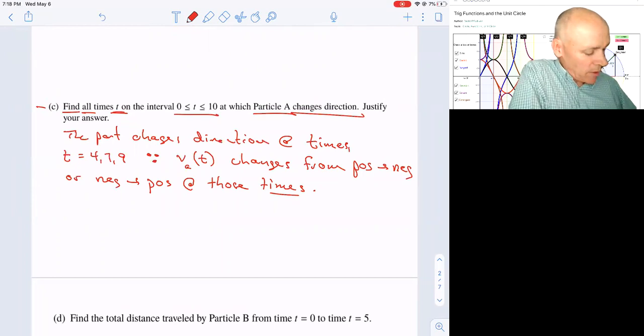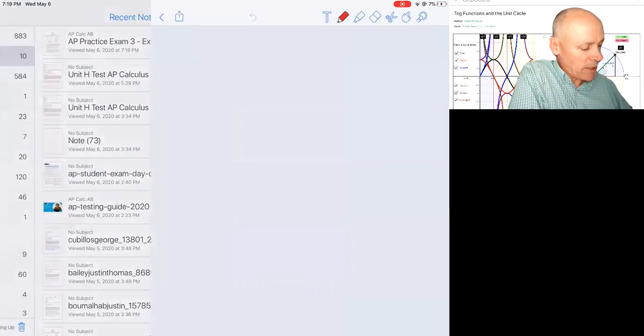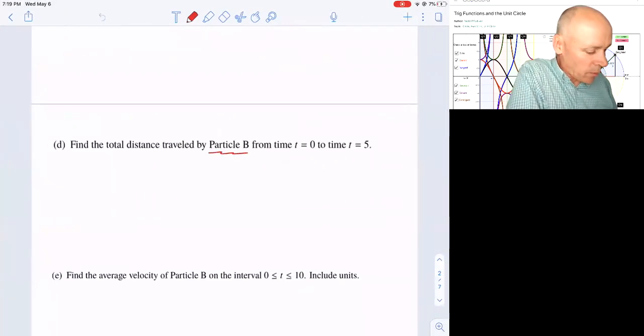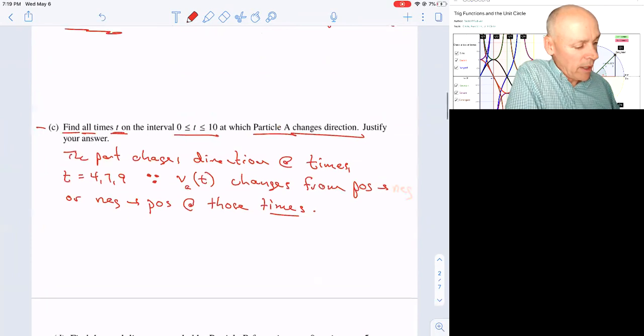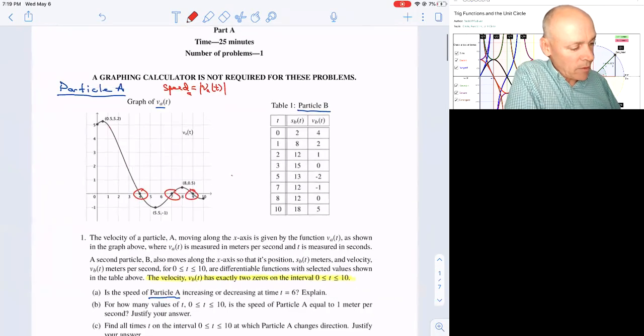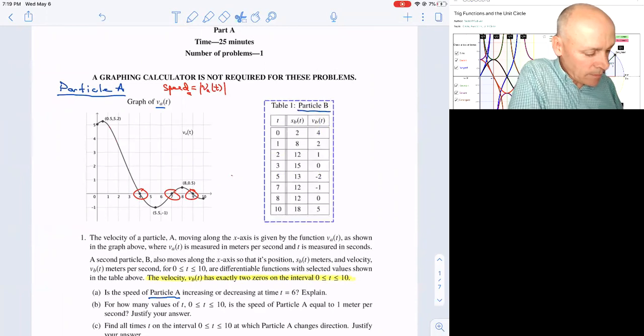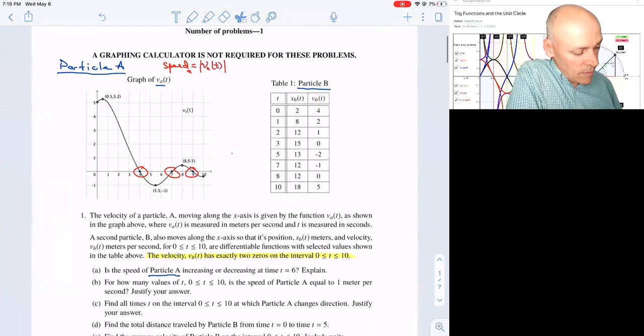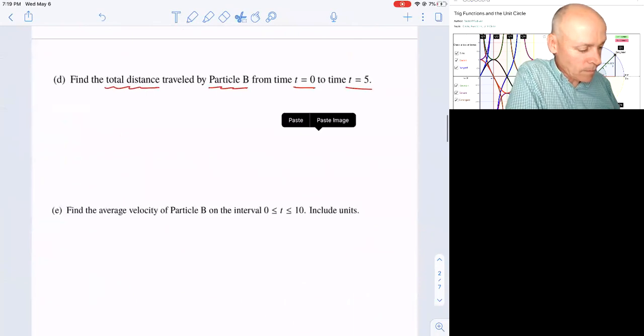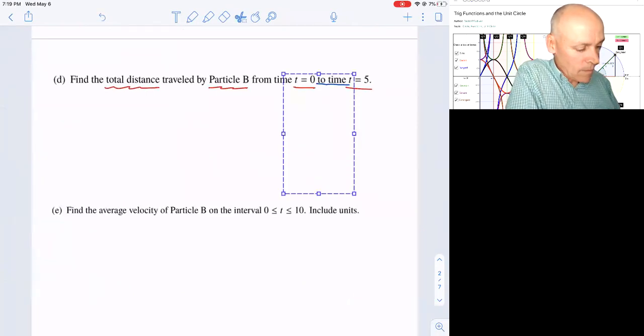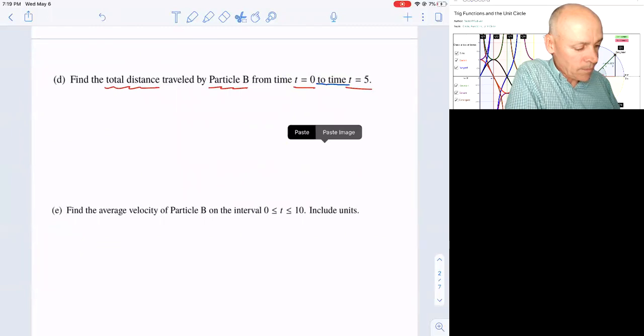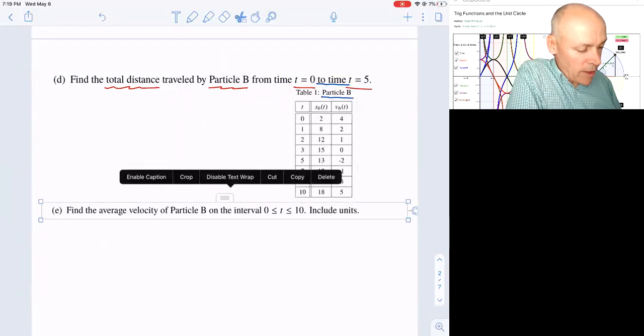Part D: find the total distance traveled by particle B from time t equals 0 to time t equals 5. We are changing gears now and talking about particle B, so I'm going to be looking at the table. I'm going to copy that table down below. Don't try to stop me, because you're not going to be able to do it. Okay, so there's my table.